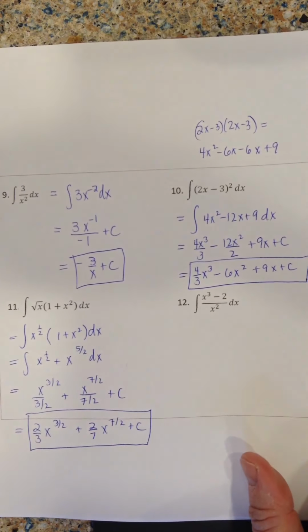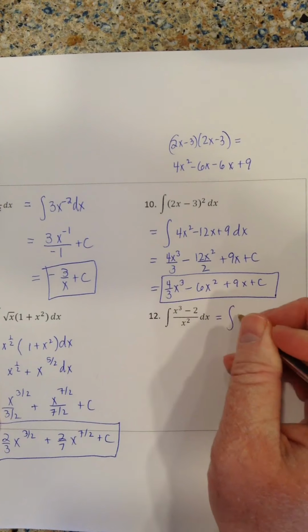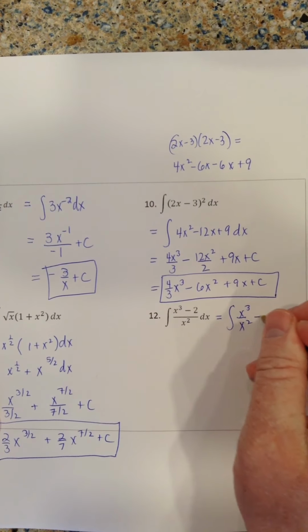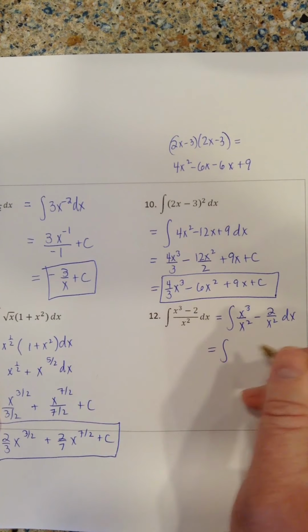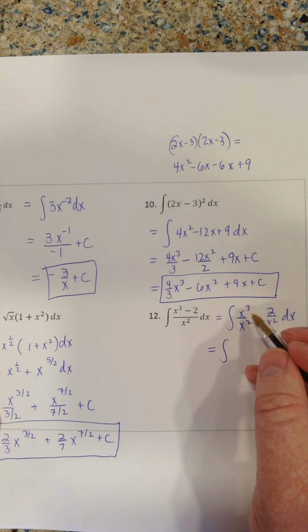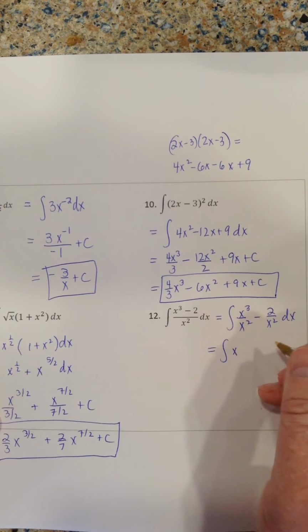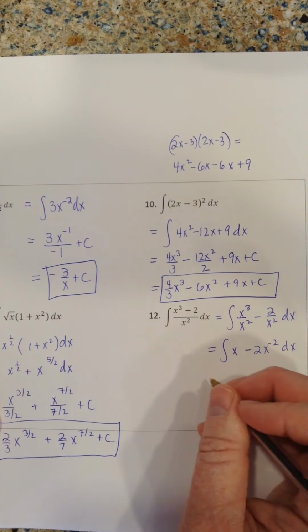Okay, last one. We have to split this up into 2 fractions and then simplify, I think. Okay, then I simplify, because when I divide, I subtract the exponent, so we get x to the first minus 2x to the negative 2 dx.